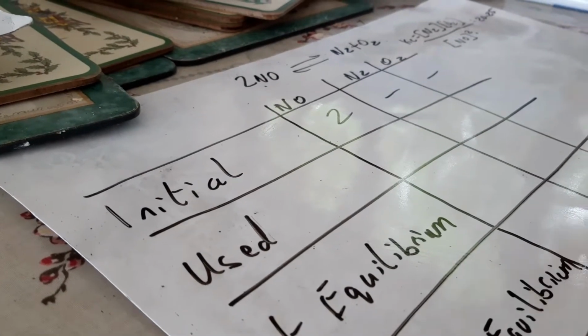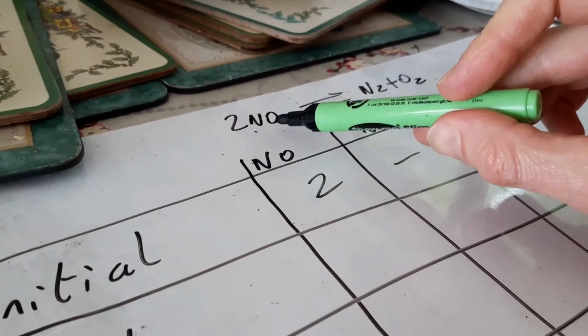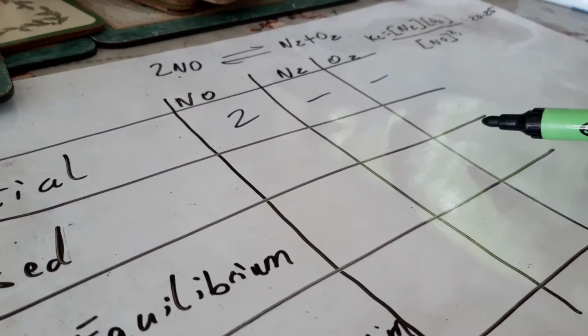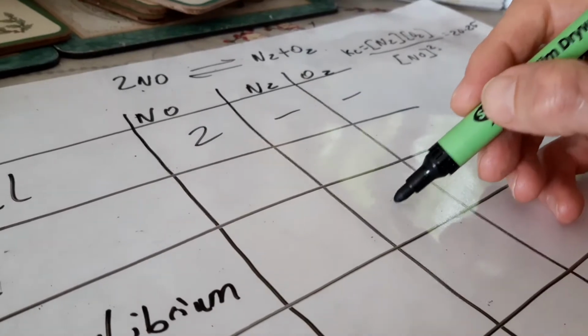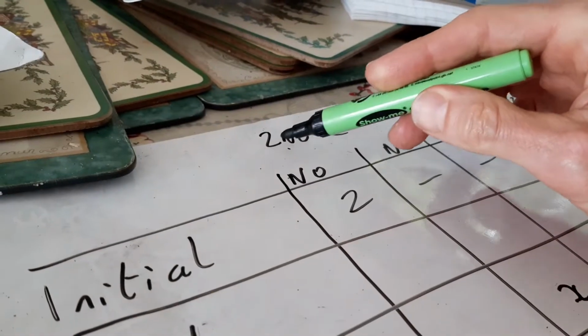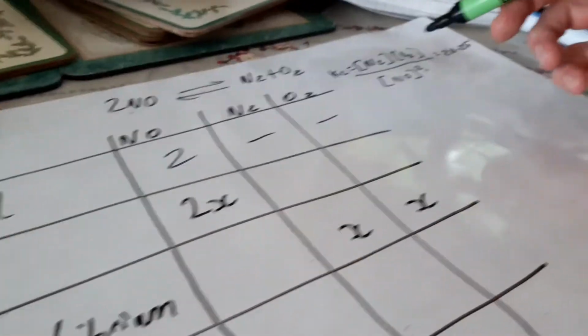Okay, so again, we're going to use X to help us with this. We're going to look at our equation here, and you can see that it says for every 2 moles of nitrogen monoxide used, I'm going to produce 1 mole of nitrogen and 1 mole of oxygen. So the moles at equilibrium of nitrogen and oxygen are going to be X and X. And the amount of nitrogen monoxide that's used up is going to be 2X. Is that okay? See what I've done?